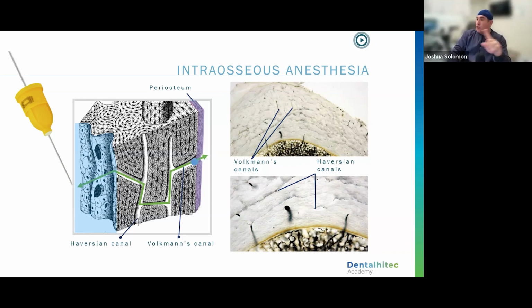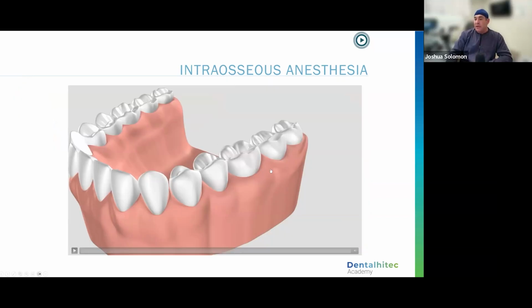Now, this is a two-way street, right? The nice thing is not only do we get to deliver that local by the apex of the tooth as a directed local anesthetic, but now our solution is going to work in reverse. So we're going to go back through the conversion canals, back through the Volkmann canals, and then out to the soft tissue. And once you deliver your bolus of local anesthetic, everything around in that area is going to be numb 360 degrees.